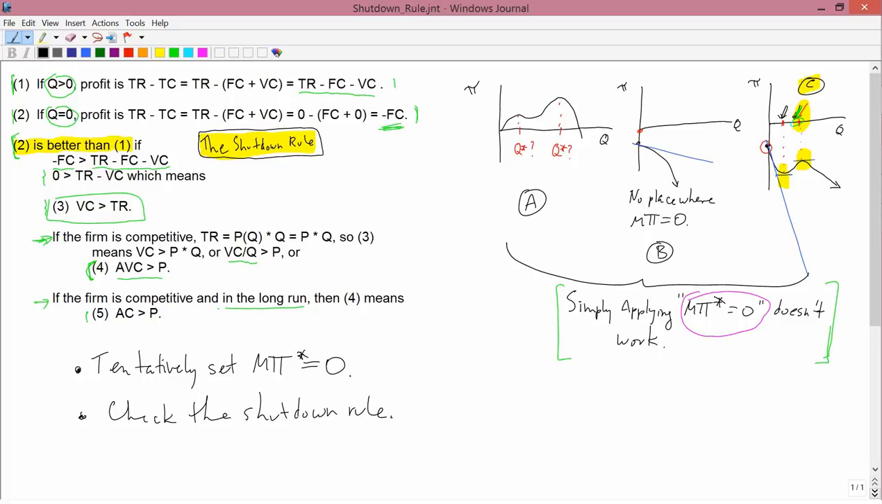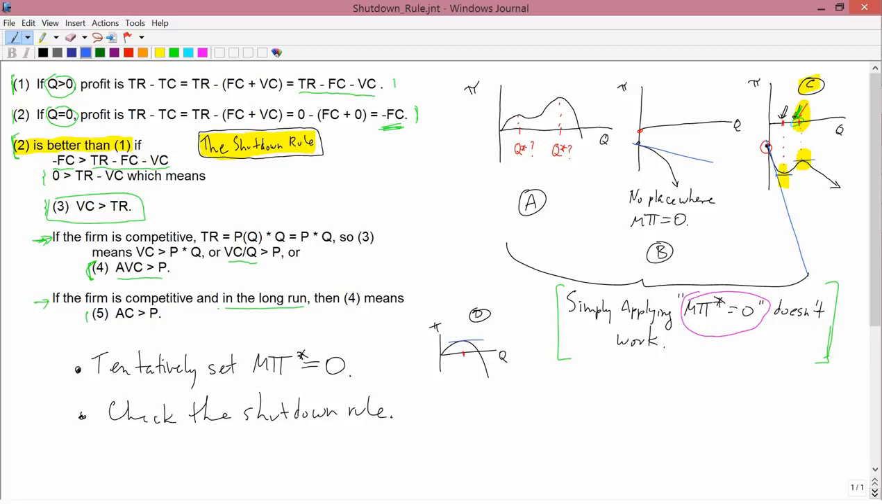When we say tentatively set marginal profit star equal to 0, that might generate one potential Q star, or it might generate, for instance, I haven't drawn such a case, but let's call this case, case D. Case D is the really simple case where you just have one potential Q star because you just have one place where marginal profit is equal to 0.